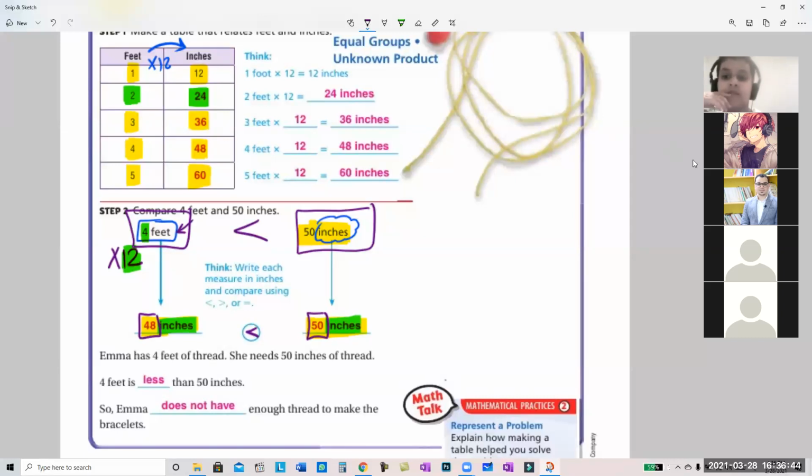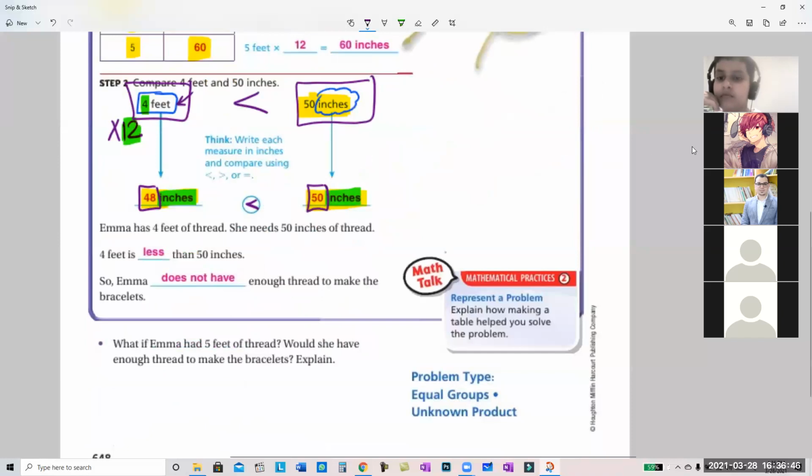Okay, thank you so much, Muhammad Abdul Wahid. You're welcome. Okay, write this down and then we're gonna move to the next page. Hurry up, please. We don't have enough time.